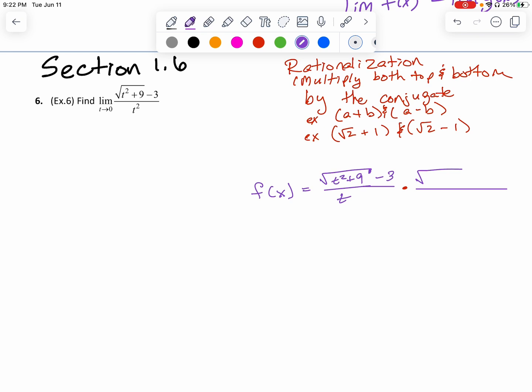So for my f of x, my square root of t squared plus 9 is my radical, so I have to keep that together. And then I change that minus to a plus. And I had t squared in the bottom there. Whatever I do on the top, I want to do on the bottom. So I'm actually going to write this part in red.